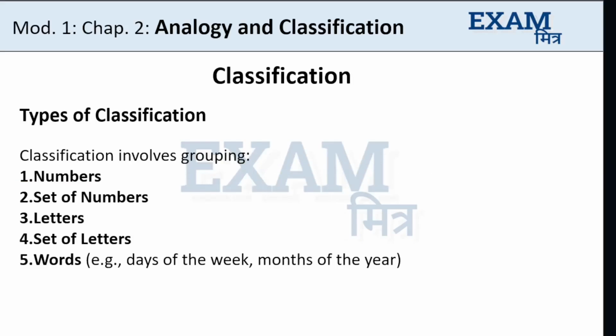Now, how many types of classifications are there? Classification involves grouping of numbers, a set of numbers. There may be grouping of letters, a set of letters, and then words, days of the week, months of the year. For example, Monday, Tuesday, Friday. These are days of the week. So they are classified in one group, and so on. So classification basically refers to grouping on some common properties.